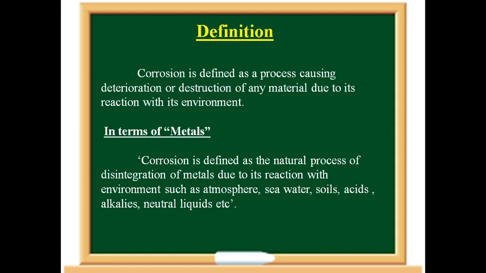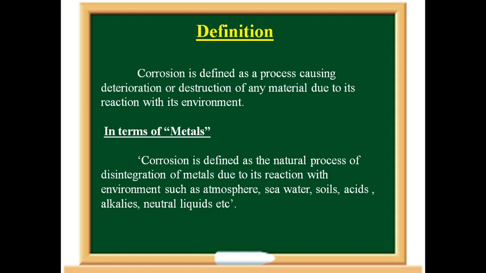Almost all the metals are exposed to the environment, be it gold, silver, iron, aluminum, all the metals. So what are the different environmental factors? These are atmosphere, seawater, wet soil, acids, alkalis which we find in the lab, as well as neutral liquids such as rainwater. So how do we define the definition of metals?